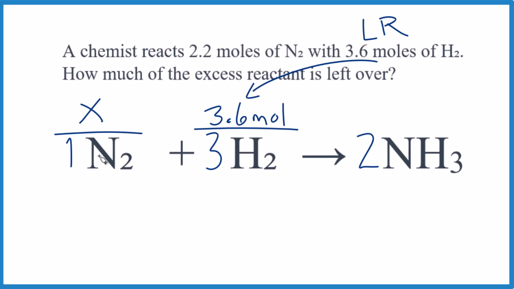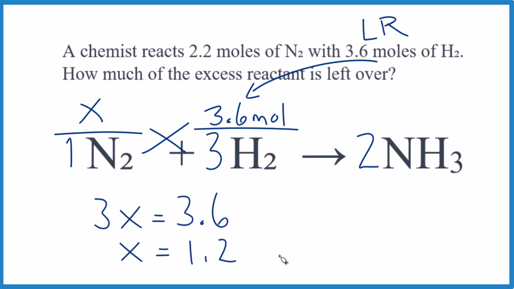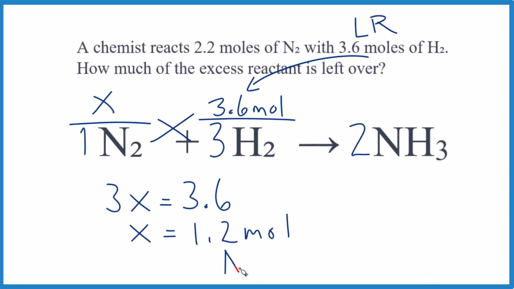So x is to 1 as 3.6 is to 3. You can cross multiply. And that's 1.2 moles of N2. So this is how much N2 we use up if we use all of the limiting reactant.